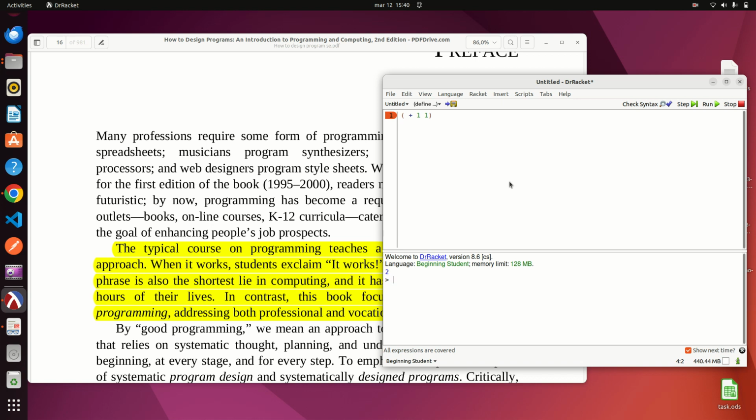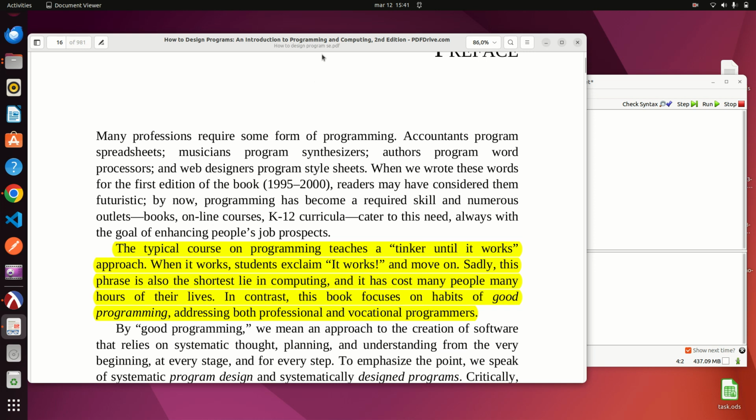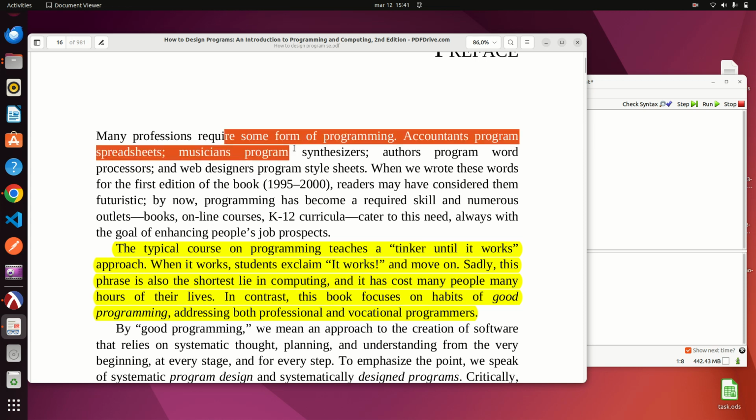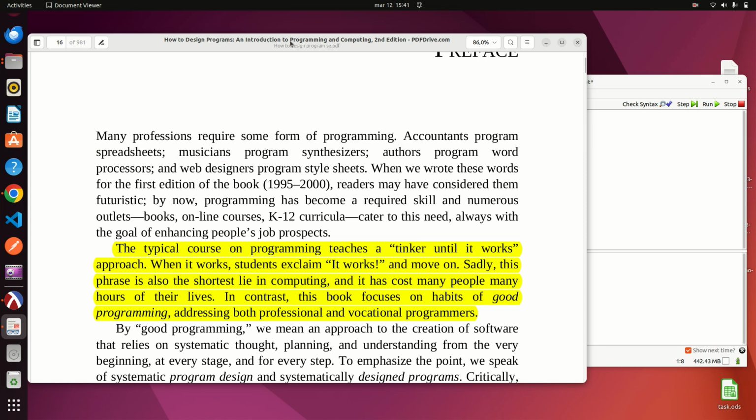But yeah, video games are wasting my life, so I'm gonna code with Racket, and this series is going to be called Daily Dr. Racket. And in Daily Dr. Racket, we'll go through this book, How to Design Programs, An Introduction to Programming and Computing.